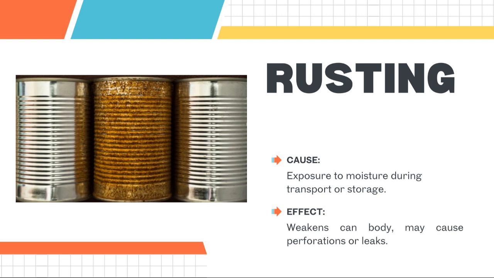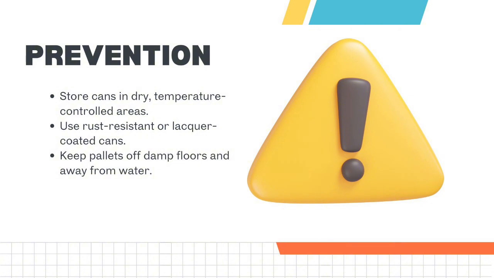The effect of this is that rusting weakens the can and can lead to perforations over time, allowing bacteria or air inside, and that compromises food safety. To prevent rusting, cans should be stored in dry, well-ventilated areas, and coating applications must be done correctly during manufacturing. Even one small scratch can lead to rust over time.